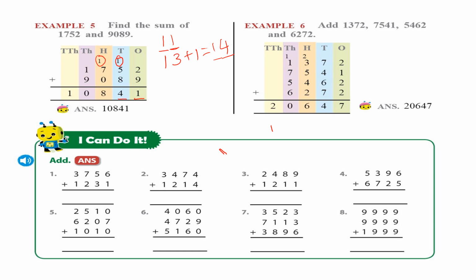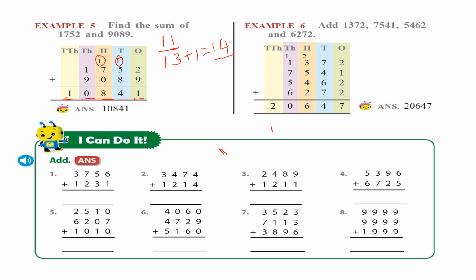0 plus 7 is 7. We know that any number added to 0 is the same number. 7 plus 1 is 8. So write 8 as it is. There is no carryover. So no need to worry about carryover here. The next one is thousands place. 9 plus 1 is 10. I write 0 in thousands place and 1 in 10,000s place. Right? Do you understand? So the answer is 10,841.